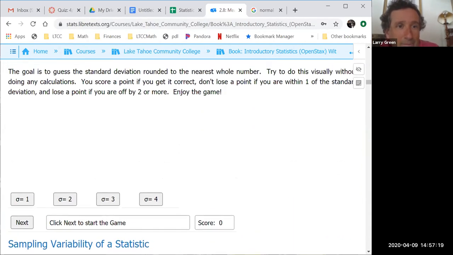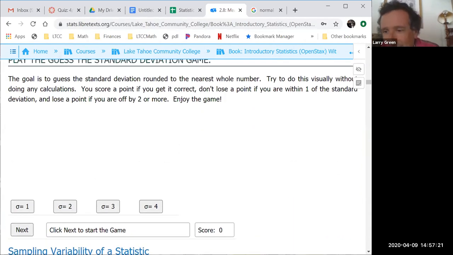Okay, so I made a game. I'll play it once, and I want you to try it a little bit and come back to it. We'll take a little game break, and we'll come back and see how you did. The goal is to guess the standard deviation rounded to the nearest whole number. Try to do this visually without doing any calculations. You won't have time to do calculations anyway. You score a point if you get it correct. You don't lose a point if you're within one of the standard deviations, and you lose a point if you're off by 2 or more. Enjoy the game. So let's play the game.